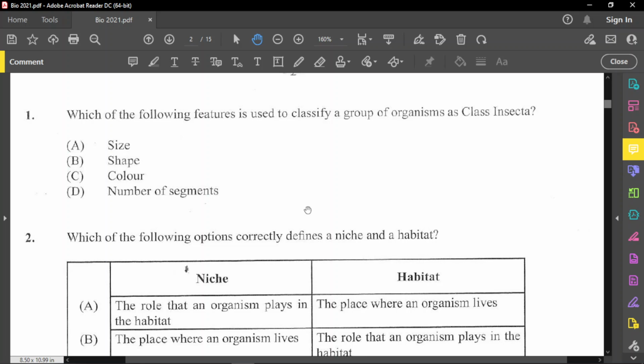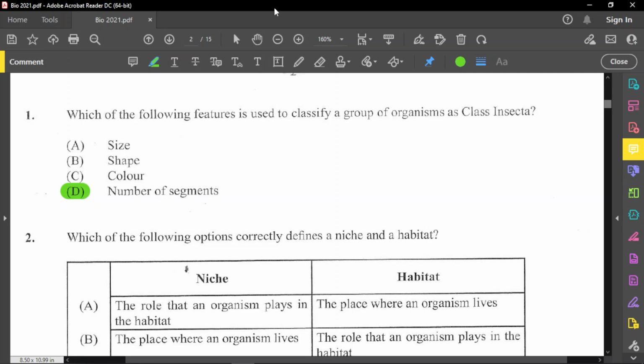Now, let's jump into our first question. Our first question reads, which of the following features is used to classify a group of organisms as class Insecta? So in other words, which of the following are used to classify insects? The shape, size, and color are not used to classify insects at all. But the number of segments, definitely, because insects have 3 segments: the head, the thorax, and the abdomen.